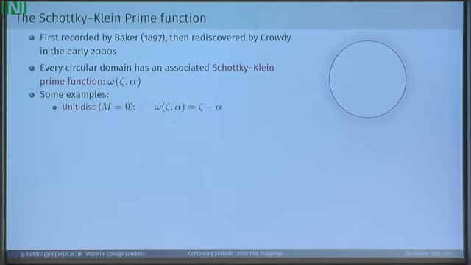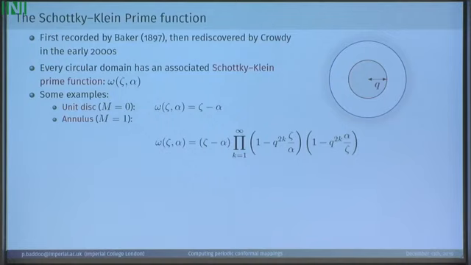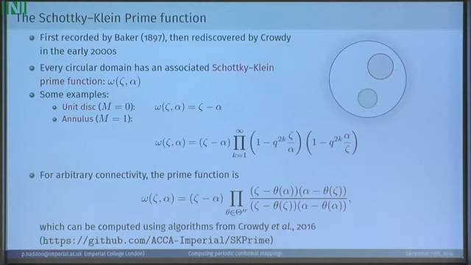But if we take out another disk, now we're working with the annulus, where the interior disk is of radius q. And this blue guy is always the unit disk. So now the prime function is this product. But in the more general multiply connected case, again, triply connected, the prime function is given by this quite complicated product. We suppress the dependence of the prime function on the radii of these circles just for notational convenience. And all those parameters live inside these thetas.